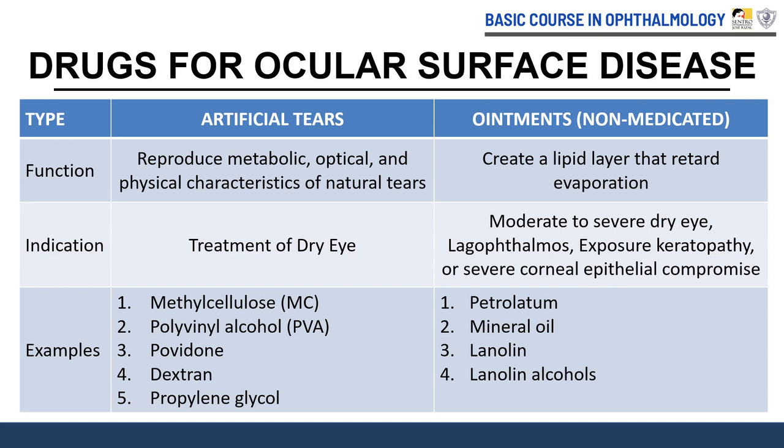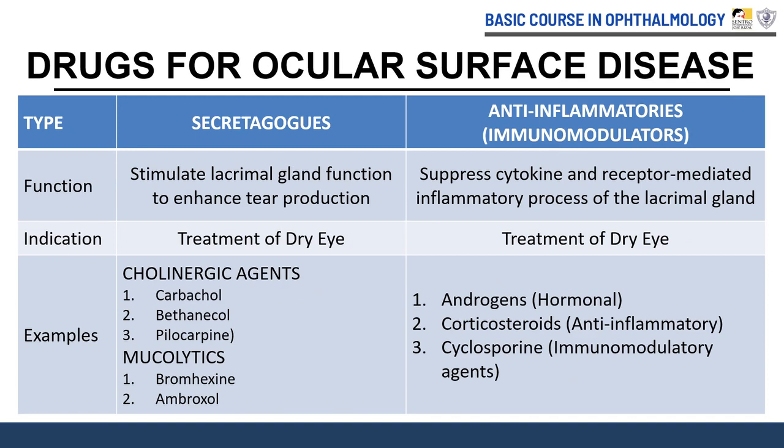Non-medicated ointments like petrolatum create a lipid layer that retards evaporation. It can be used for moderate to severe dry eye, exposure keratopathy, or severe corneal epithelial compromise. Secretagogues like cholinergic agents stimulate lacrimal gland function to enhance tear production. Anti-inflammatories like corticosteroids and cyclosporin suppress cytokine and receptor-mediated inflammatory process of the lacrimal gland.